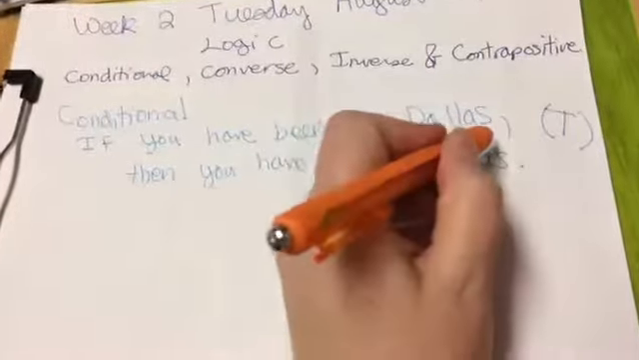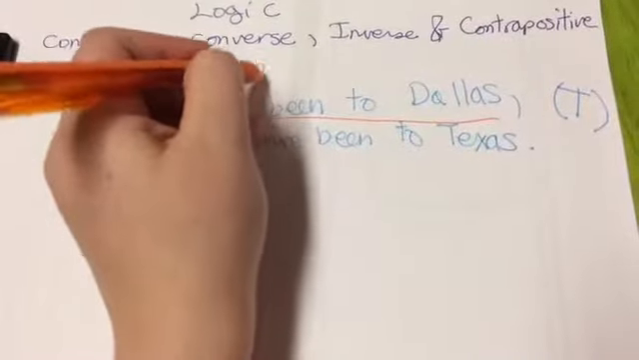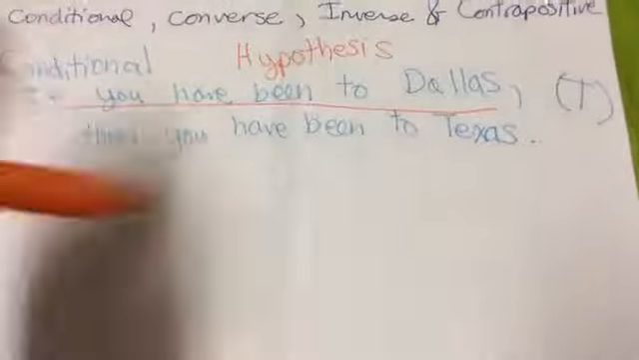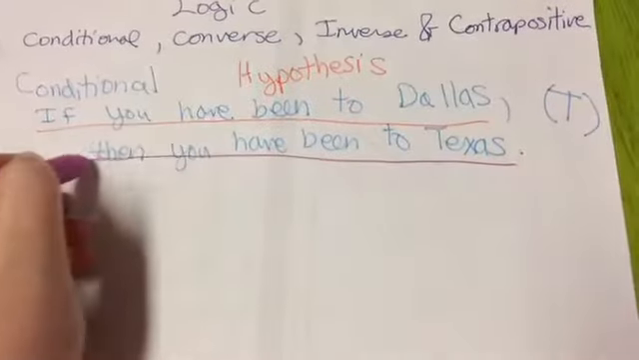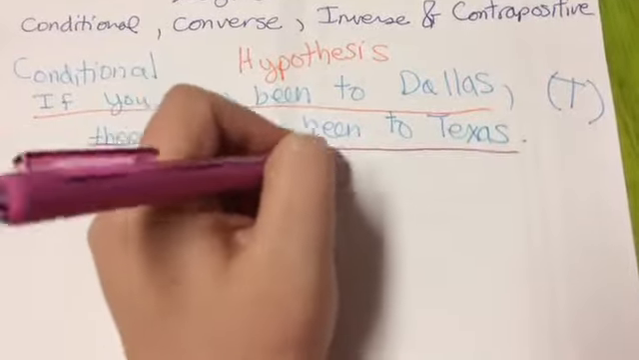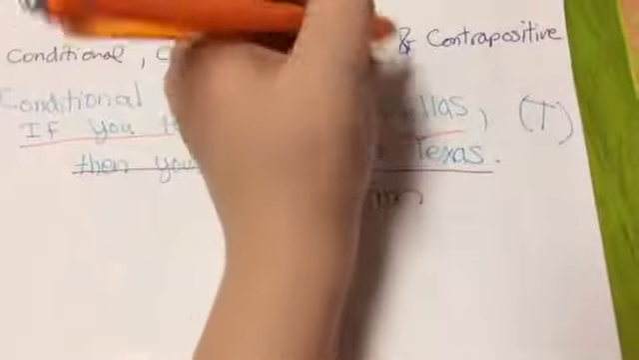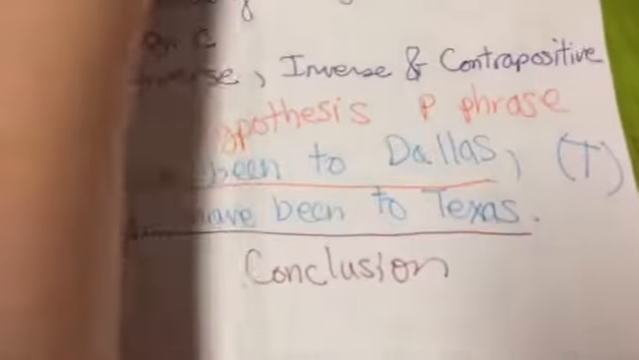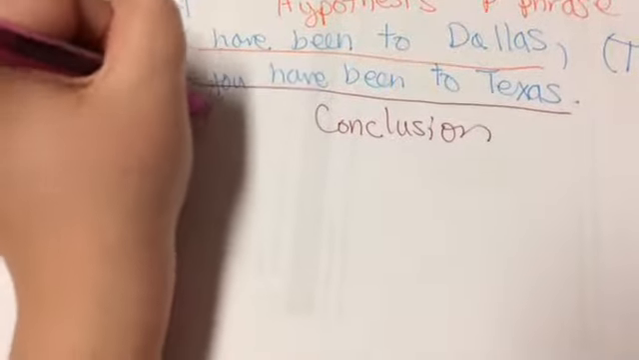And then we broke this statement into our two parts. So remember, from the if to the Dallas, this is called our hypothesis. So this is my hypothesis of my statement. And remember, the ending from the then to the period is called the conclusion. So this is the conclusion. Okay? Also, another name for the hypothesis is the P phrase. And another name for the conclusion is the Q phrase.